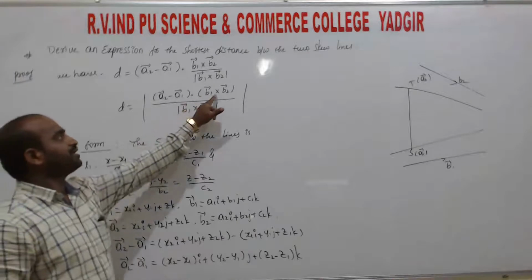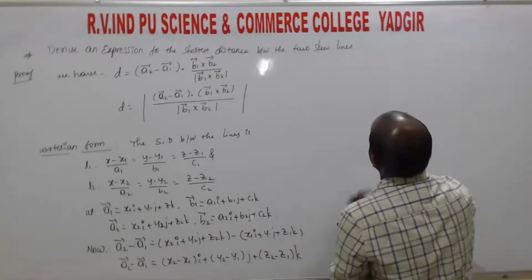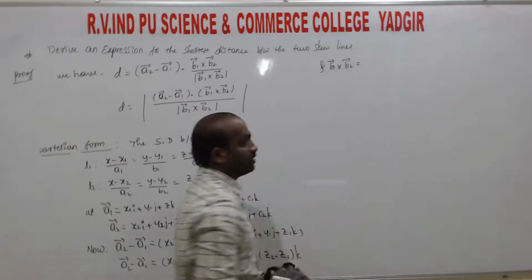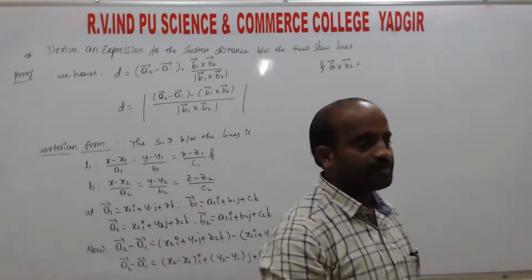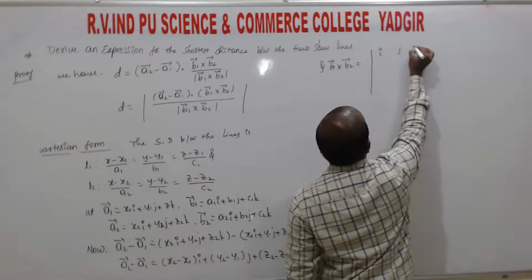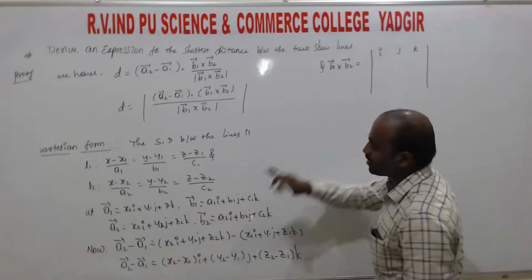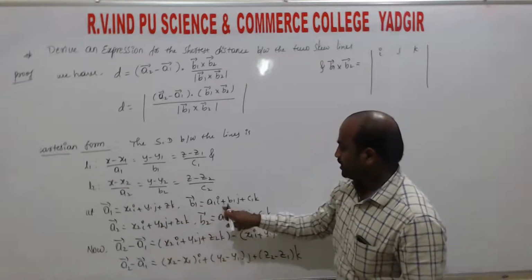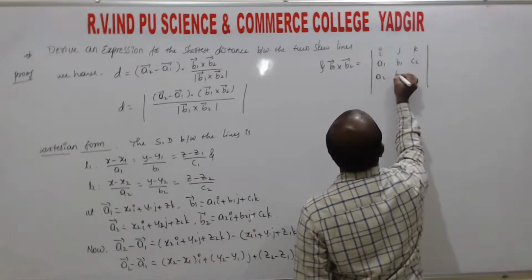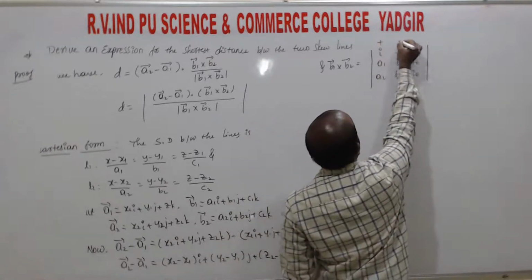Next we want b1 cross b2. We have to find b1 cross b2. This is of the form a cross b, the vector product of two vectors. It is the determinant with the first row unit vectors i, j, k, the second row b1 components a1, b1, c1, and the third row a2, b2, c2. Expanding along the first row.